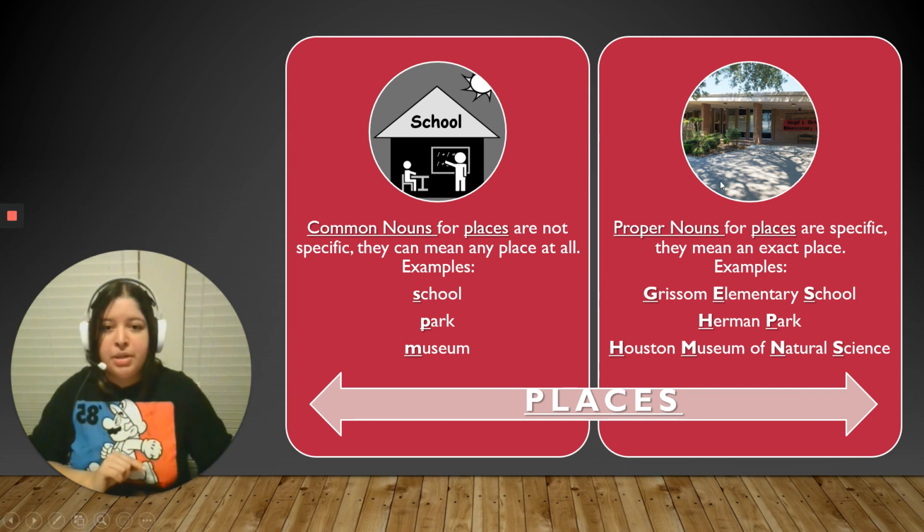This is important because if you notice over here, we still have those three little words. We still have school, but this time it is capitalized because it's part of a bigger name. We still have park, but this time it is capitalized because it's not any park, it's Herman Park. Same thing with museum. This time we are being specific about the museum that we're speaking of, and therefore you're going to need a capital letter because it's part of the proper name.